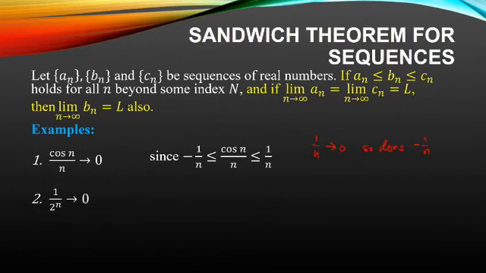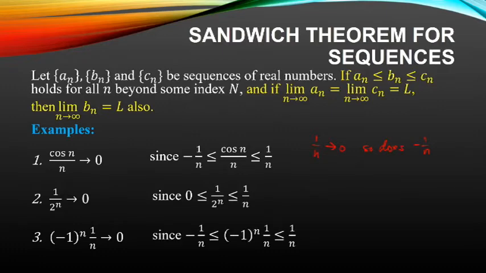And 1 over 2 raised to n approaches 0 since 1 over 2 raised to n is sandwiched between 0 and 1 over n. So 0 approaches 0 and 1 over n approaches 0. So yung na-sandwich na sequence also approaches 0. Another is negative 1 raised to n times 1 over n, since yung value ng 1 over n ay naglalaro lang sa negative and positive just like the example number 1. So negative 1 over n and positive 1 over n approach 0. So same goes dun sa na-sandwich na sequence.